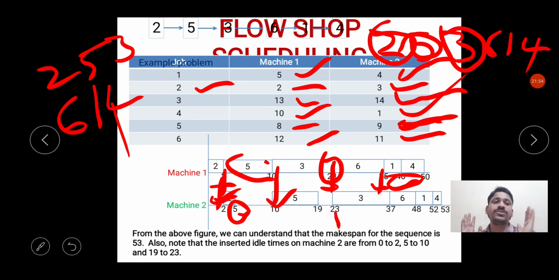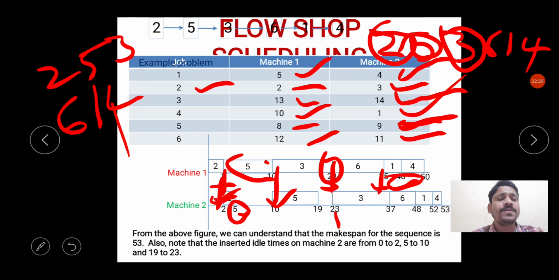So this is the Gantt chart. Right, I hope it is very clear. If not, go back and listen again so that it will be very clear for you, right? Because I try to explain very clearly about this Gantt chart. This flow shop scheduling is a little bit easy. Job shop scheduling Gantt chart will be a little bit difficult compared to flow shop. So I hope it is very clear.